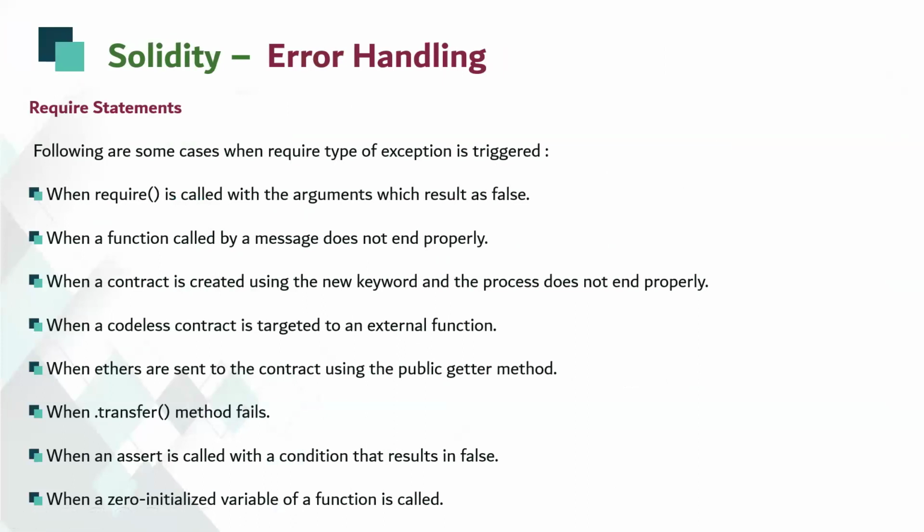Following are some cases where require type of exception is triggered. When require is called with arguments which result as false. When a function called by a message doesn't end properly. When a contract is created using the new keyword and the process doesn't end properly. When a codeless contract is targeted by an external function. All of these are require statements.